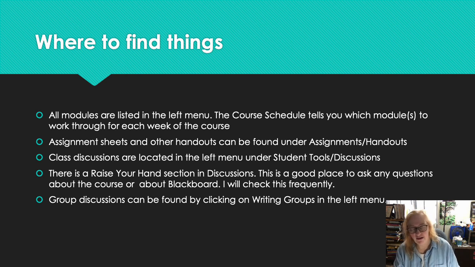And it saves you having to email me, and especially if more than one person has the same question, they can look there and see, and I'll answer your question. If you notice somebody has asked a question and you know the answer, you can certainly jump in and answer it. Your group discussions can be found by clicking on writing groups in the left menu, and then there's a discussion board tool. If this is a really small class, we may be one big group, but I think I will still make a discussion group of us so that we can separate the draft postings from the discussions that we're doing.